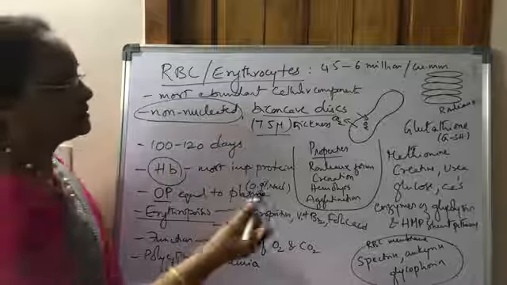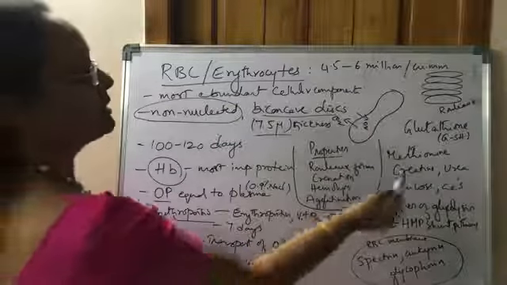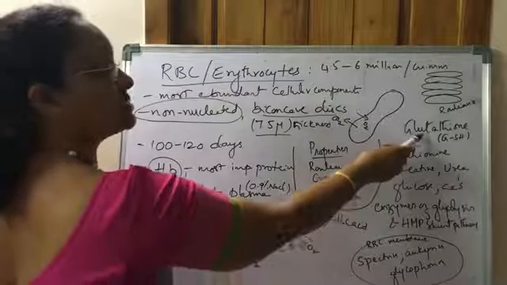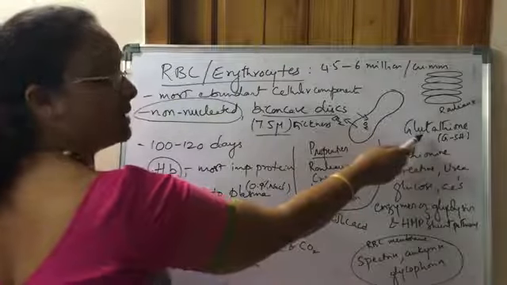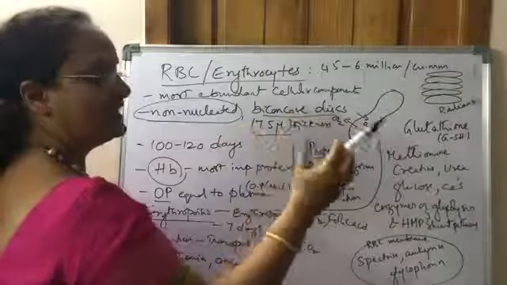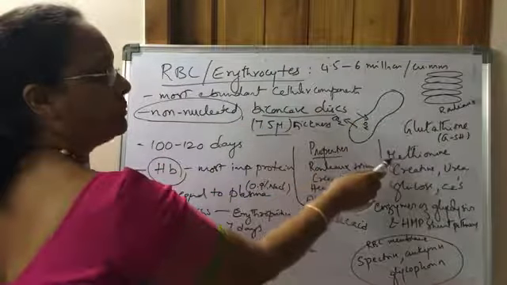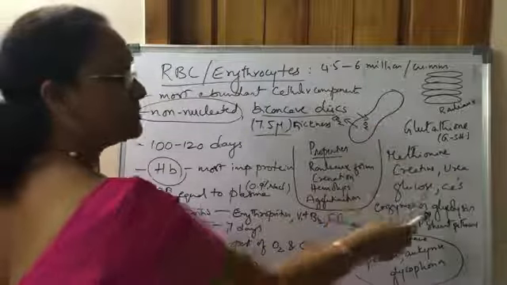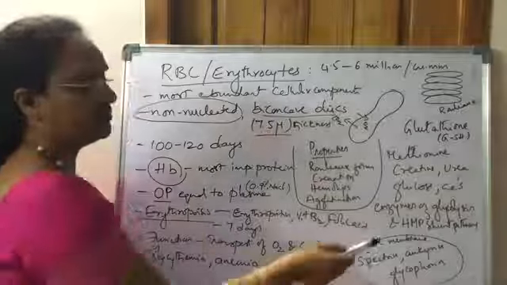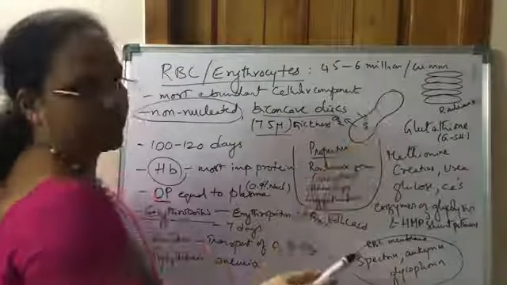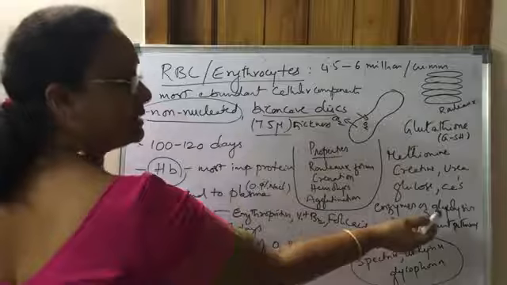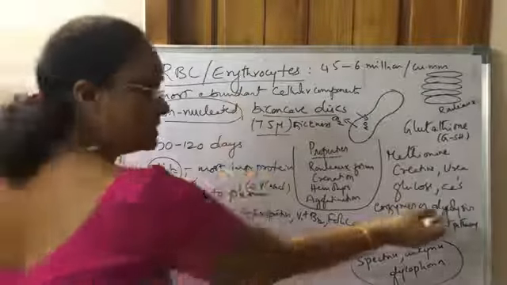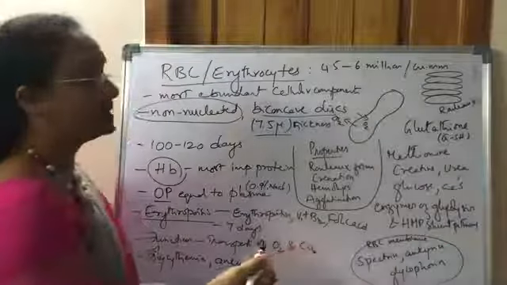Next, other than these, the main important components of RBC are glutathione, which maintains the structure of the RBC membrane. Glutathione protects RBC membrane integrity. Methionine, creatine, urea, glucose, amino acids, enzymes of glycolysis and HMP shunt pathway are also in the RBC stroma. The RBC derives its energy for function from these two pathways, glycolysis and HMP shunt pathway.